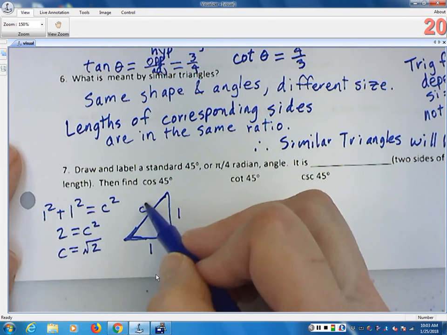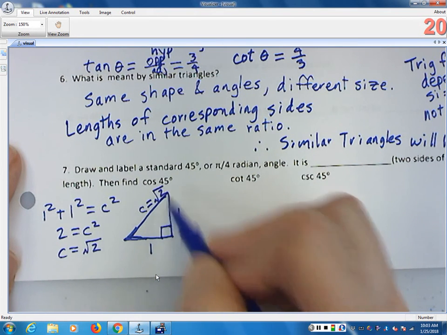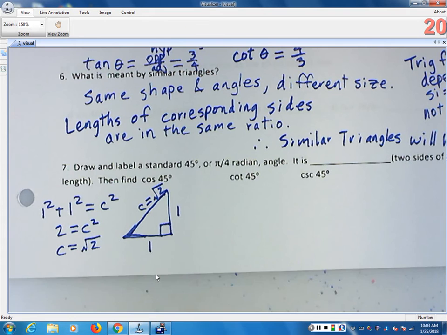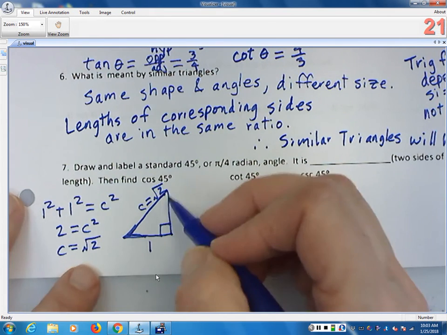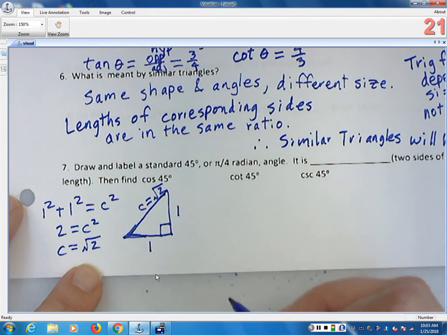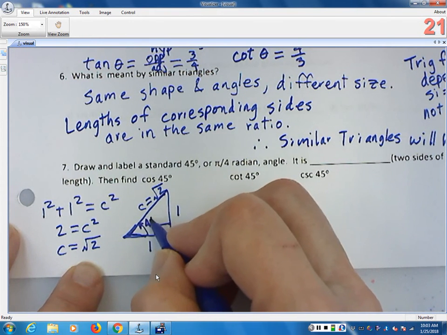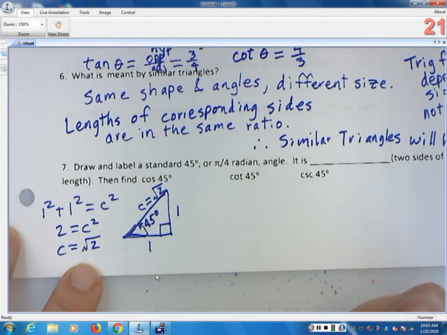I'm not on the unit circle, I'm sorry. I'm just using 1 and 1, so it's the square root of 2, instead of being the square root of 2 over 2. So, square root of 2. This is a 45-degree angle, or pi over 4 radians.